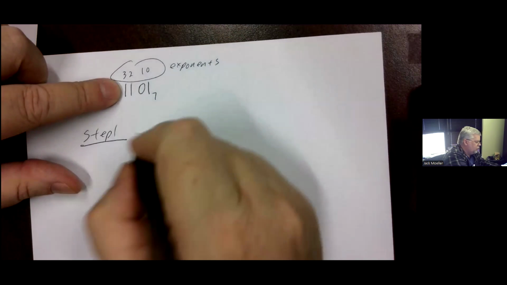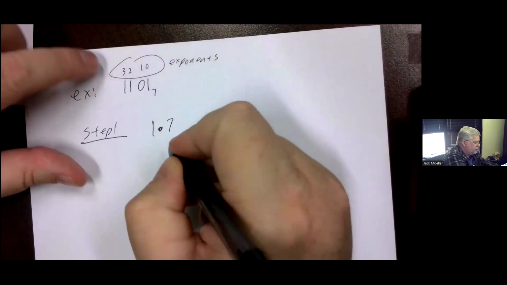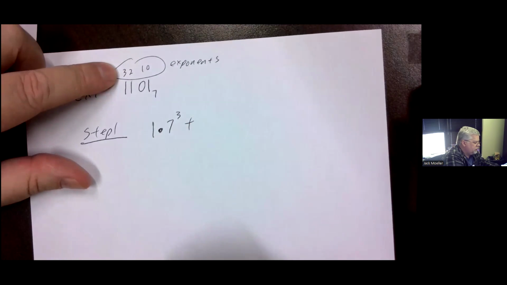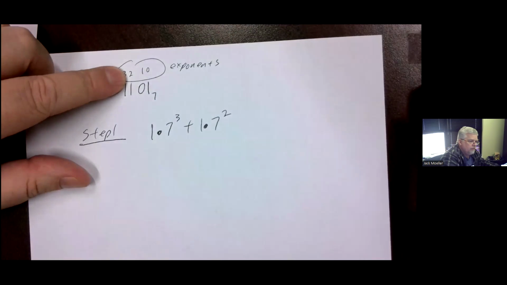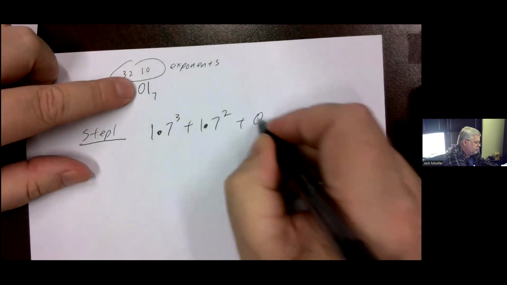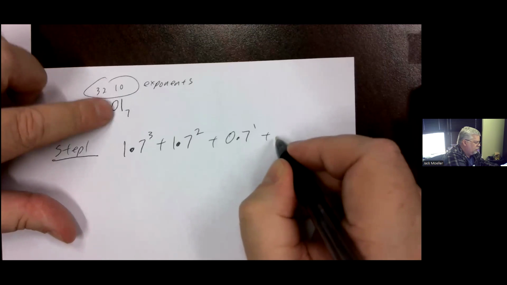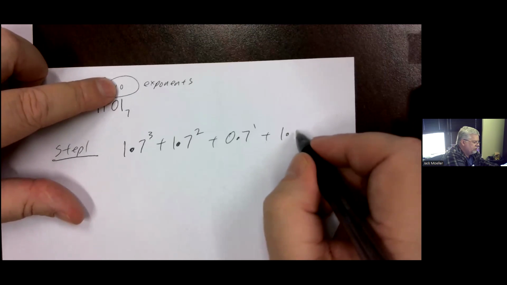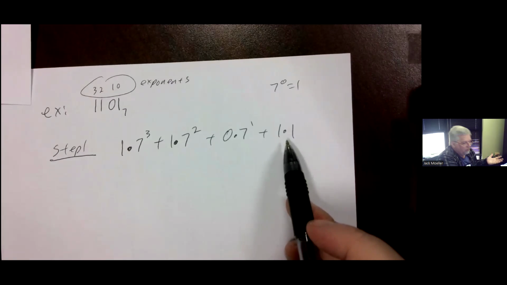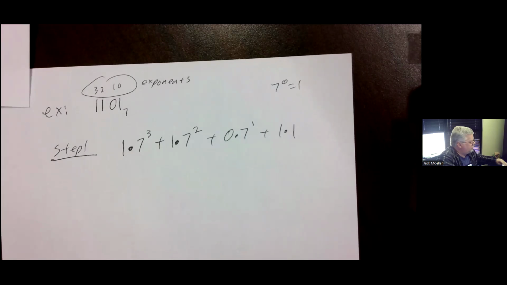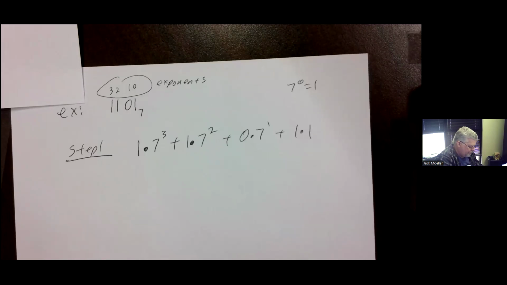So the first number is going to be 1 times the base, which is 7, to the third power, plus 1 times the base, which is 7, now to the second power, plus 0 times the base, which is 7, to the first power, plus 1 times, well, 7 to the 0 is 1. So remember, on that last one, we always just put 1. So now we have some arithmetic where calculators come in handy.